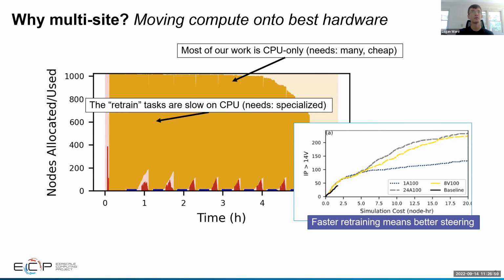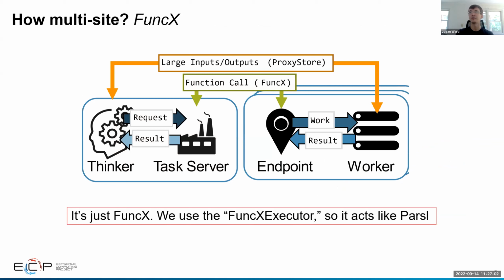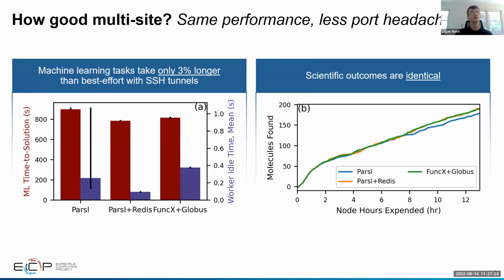So the way that we've done this, spoiler, is FuncX. As Greg illustrated in the last talk, we built a system that uses FuncX to dispatch tasks from the task server, but directly transmits data from the steering process to the workers to bypass the overhead of sending large task objects through ProxyStore.